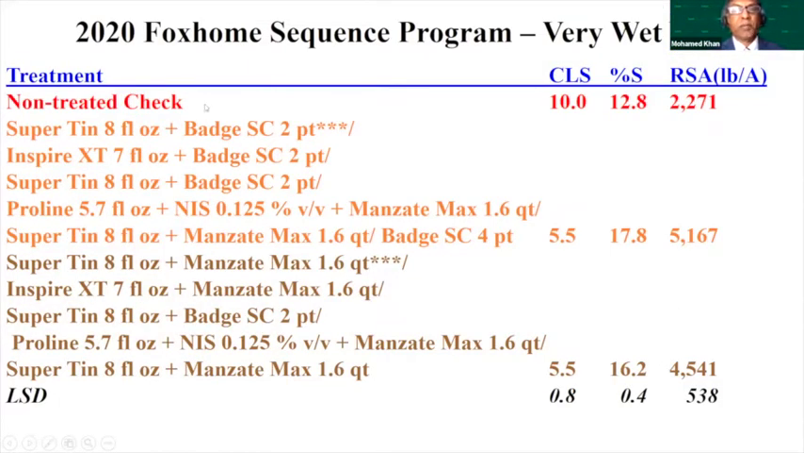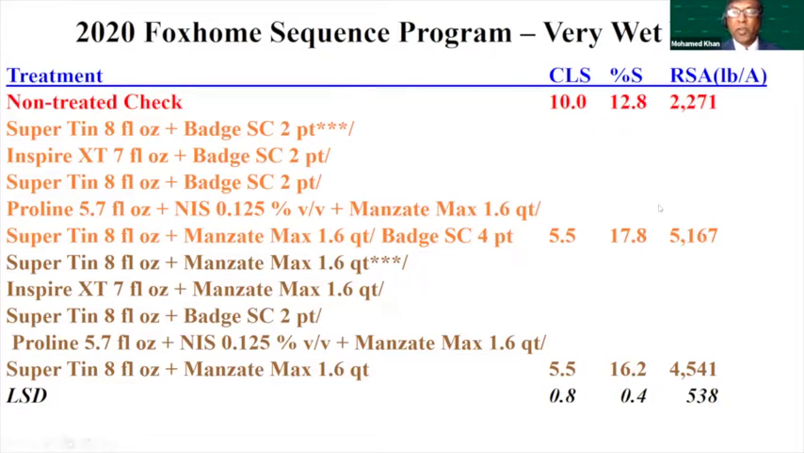The non-treated check was a 10 on the leaf spot rating. The sugar was 12.8. And the highest yield that we had was in the best treatment, with about 6 or 7 applications. When the check got to 10, this one was still 5.5. You can see the sugar was still very good, surprisingly: 17.8% sugar, which was actually higher than the tonnage. The tons was just about 17 tons. That was the highest tons we had at the site here in 2020, with about 5,000 pounds of recoverable sucrose.